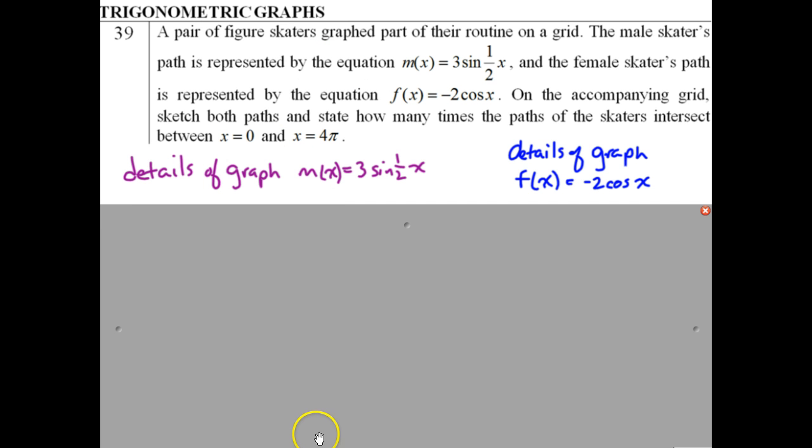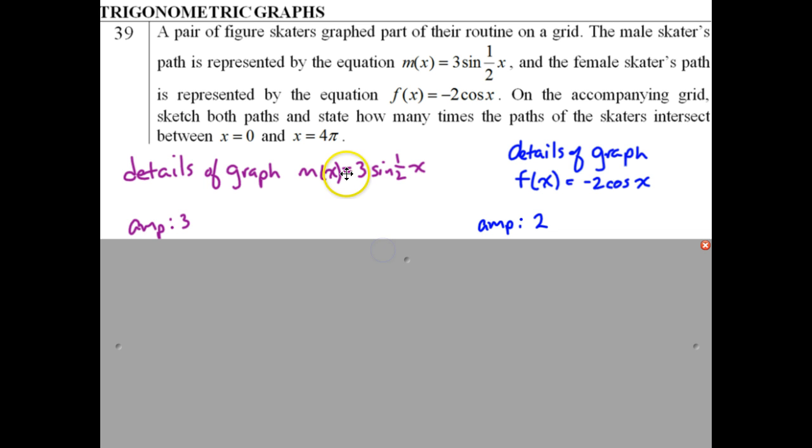Our next question asks us to make a couple of graphs in order to determine how many times the paths of the skaters intersect. So if I'm looking at graph M, I want to identify the details of the graph, such as amplitude, period, etc. So why don't you look at each of these graphs and see if you can identify what is their amplitude.